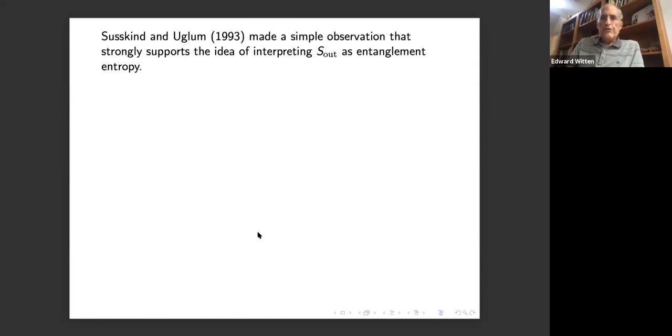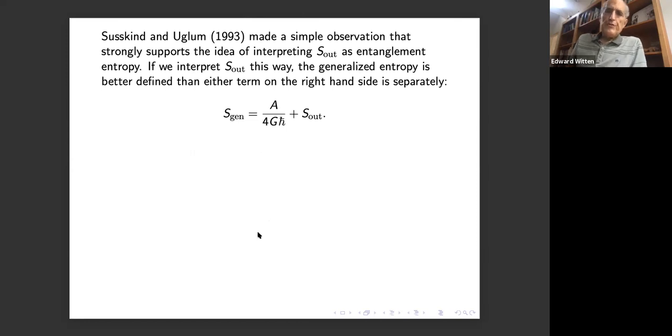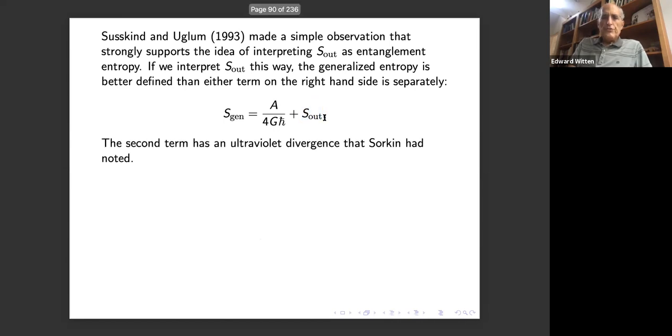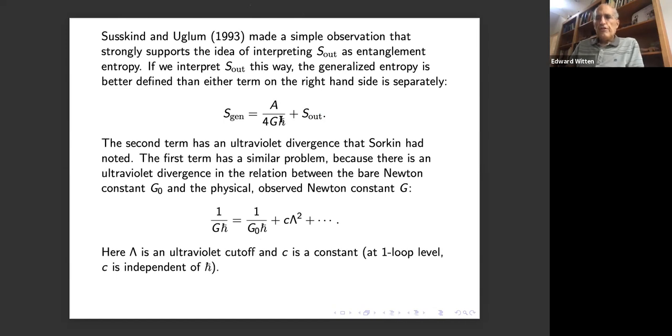Susskind and Uglum made a very simple but important observation that strongly supports the idea of interpreting S_out as entanglement entropy. If we interpret S_out this way, the generalized entropy is better defined than either term is separately. So S_out has this ultraviolet divergence that we've discussed, but the first term also is ultraviolet divergent because the derivation used a bare Newton's constant, but in an experiment you imagine interpreting this formula in terms of the physical renormalized Newton's constant. When you compute in gravity, the relation between the bare Newton constant and the renormalized Newton constant involves an ultraviolet divergence, which at one loop order is h bar to the zero times lambda squared, where lambda is an ultraviolet cutoff. So you see that S_out is of order h bar to the zero, and its divergent part is also h bar to the zero.